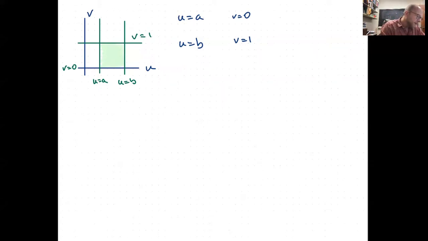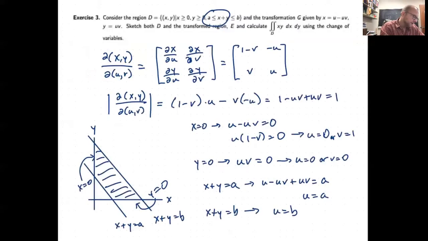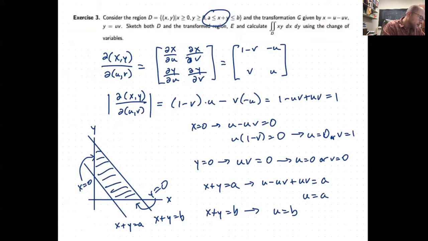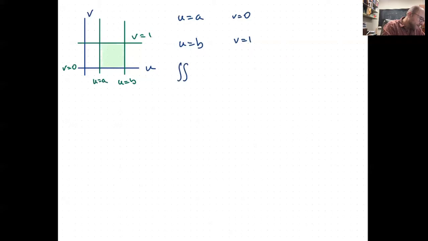And now I've got to look back to the previous page because I don't remember what the integral is that I have to set up. So the integral is the integral of xy dx dy. So I'm going to write down here the integral across D of xy dA. And for clarification's sake, maybe I'll put that as dx dy, or dy dx.